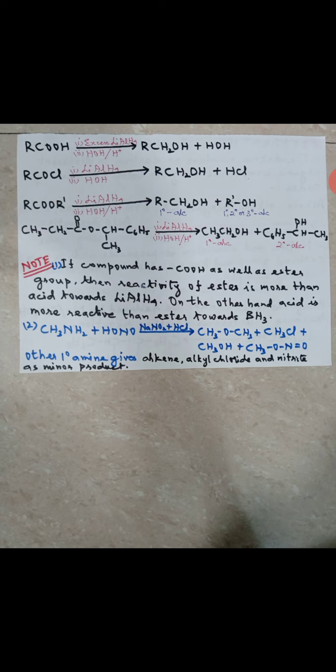So in this way, when carboxylic acid is reduced with excess LiAlH4 and then further hydrolyzed, it gives you alcohol, which is a stable product. Similarly, acid chloride also gives alcohol and HCl. Similarly, esters also: first step reduction, second step hydrolysis will give you two types of alcohol. You are getting RCH2OH, that is 1 degree alcohol, and you are getting R-OH, which can be either 1 degree, 2 degree or 3 degree alcohol.